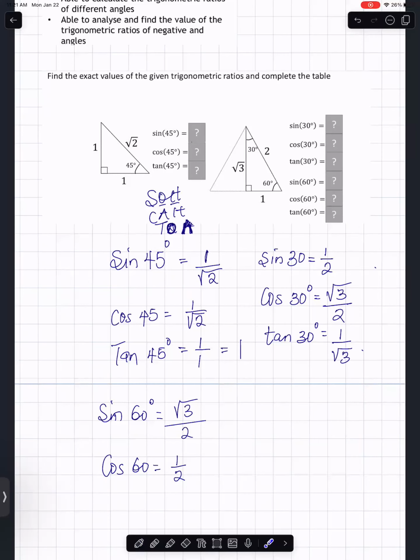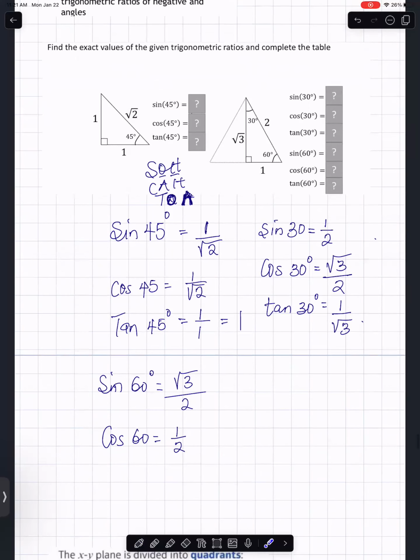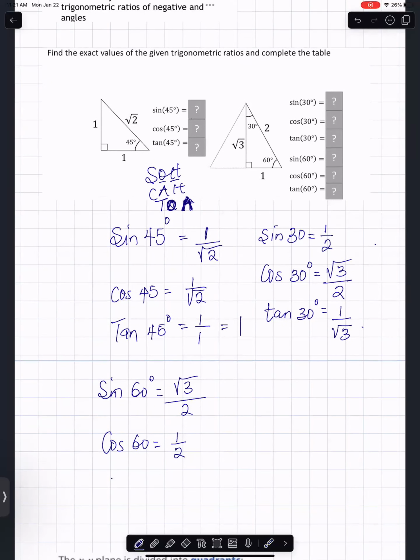So we move further to tan 60 degrees. Tan 60 degrees is what? Opposite divided by adjacent. So the opposite is root 3 divided by 1. So that gives us root 3. So take note of this formula here.